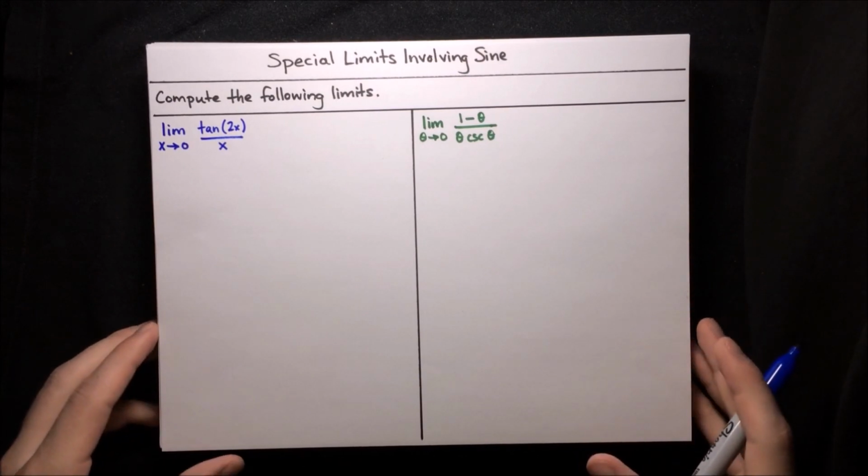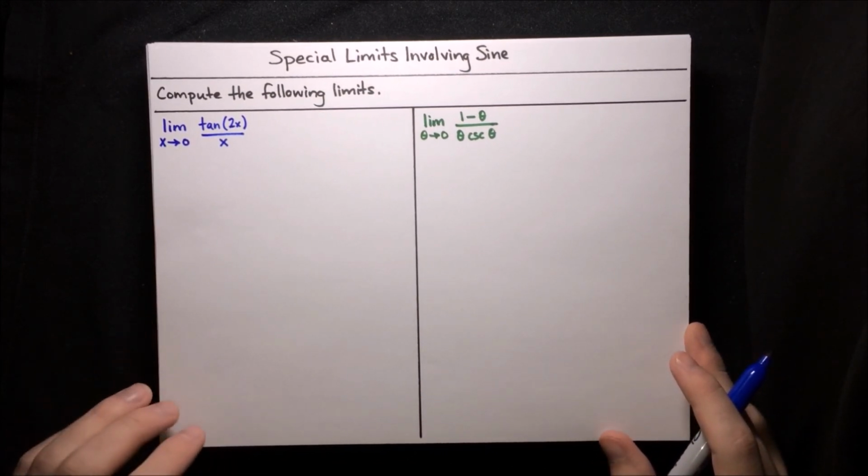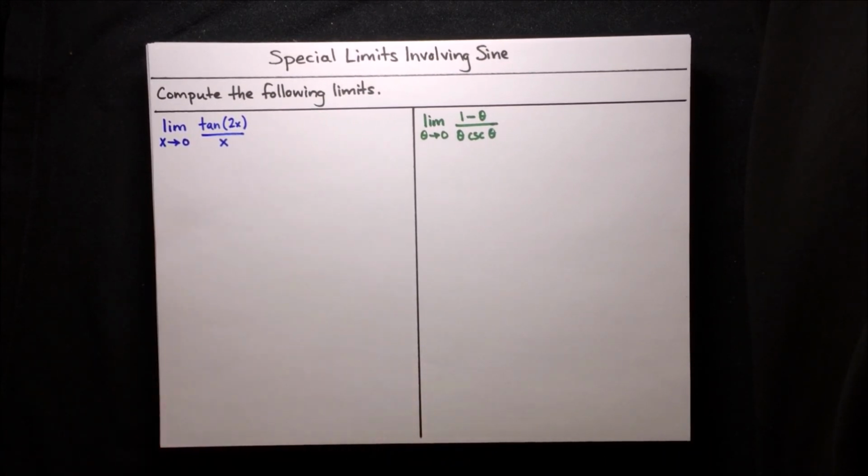Next up, we've got some more limits. First of all, we want to compute the limit as x approaches 0 of tangent of 2x over x. If we try direct substitution here, we get tangent of 0 over 0, and tangent of 0 is just 0, so we get 0 over 0 indeterminate form. That doesn't help us.